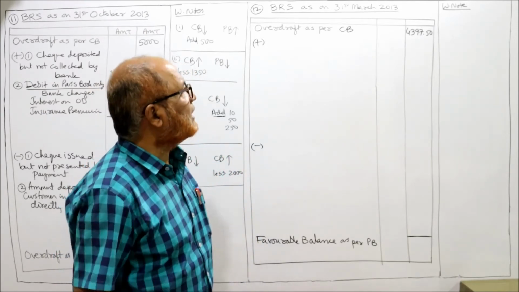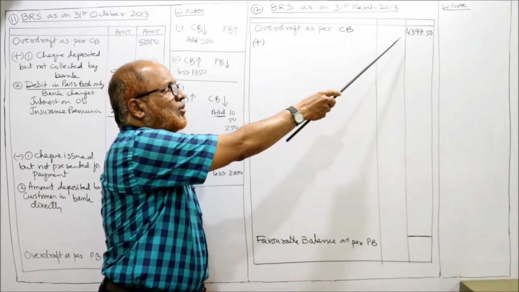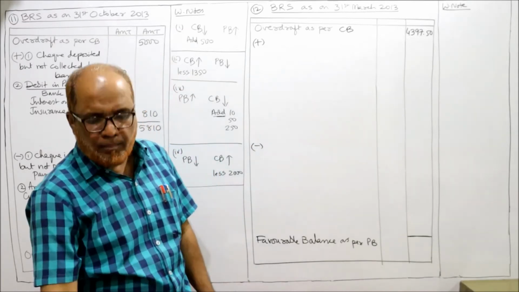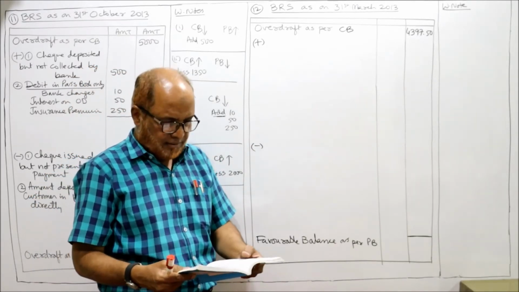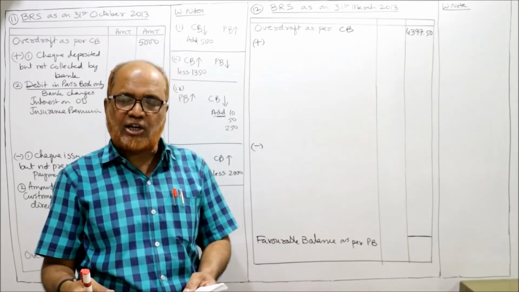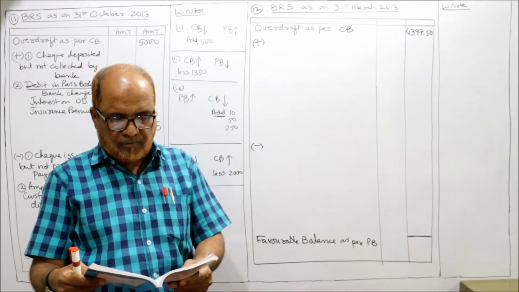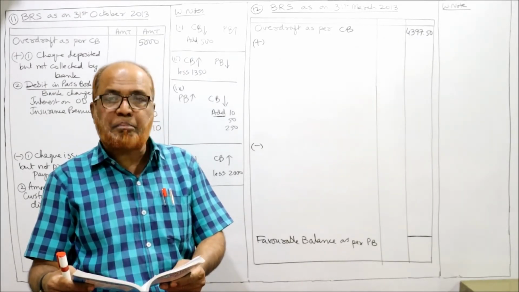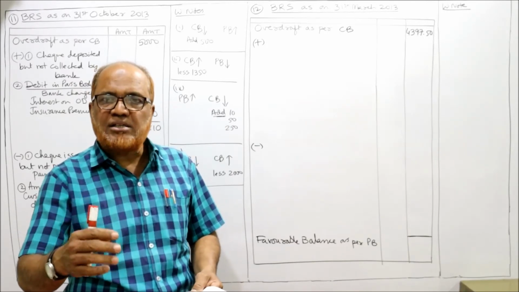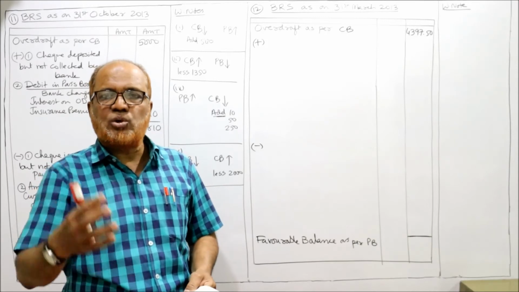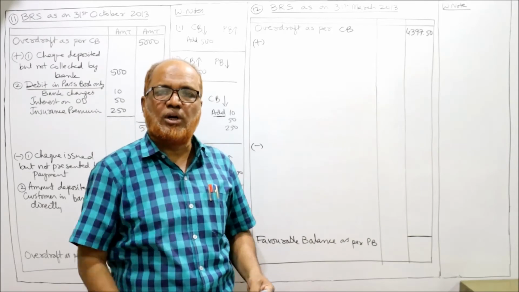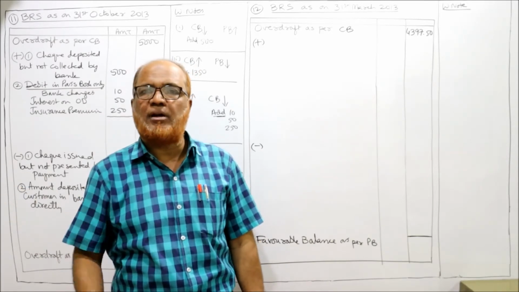Now, first of all, I am starting with overdraft balance as per cash book, 4,397.5. This is given in the problem. Now, one by one we'll consider the discrepancies. The first discrepancy is checks drawn and entered in the cash book totaling 6,345 have not been presented for payment at the bank. Checks drawn means checks issued. We have issued the checks to the suppliers, to the parties. But those checks we have issued are not presented for payment with the bank.